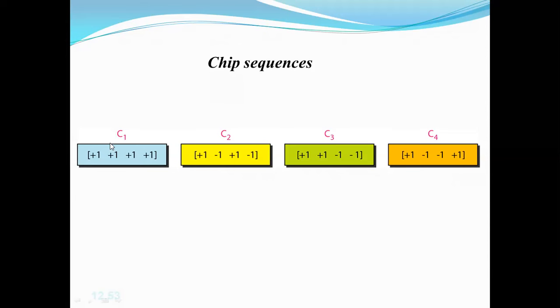You can see the chip sequences here; these are different sequences. At station one, you have a particular code called C1. The code C1 contains this sequence: plus one, plus one, plus one, plus one. And code two has another sequence: plus one, minus one, plus one, minus one. Now, what is this plus one, minus one? Whenever the station is sending the data as one, okay?